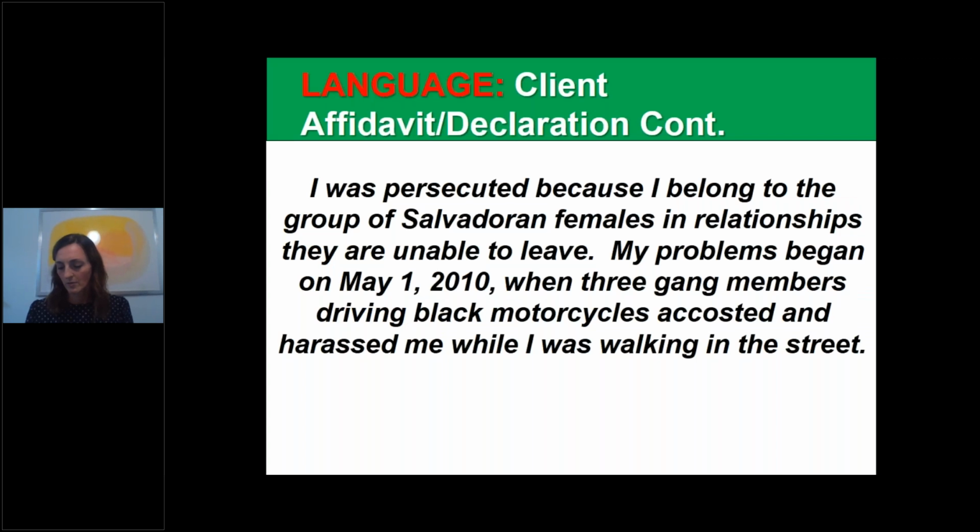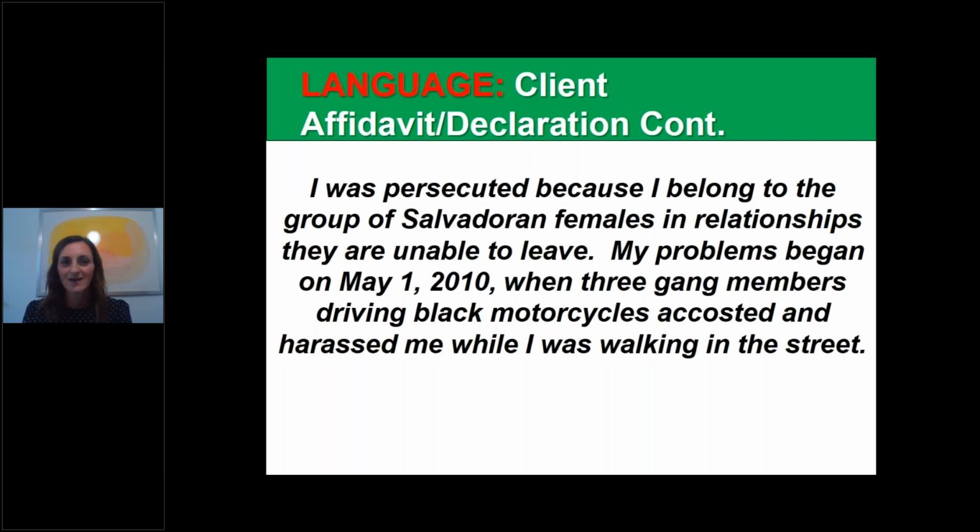Okay. So I'd say for the most part, yes, yes, yes. Too many details for sure, right? In here we see three gang members driving black motorcycles. Do we need to include those kinds of details there? It doesn't matter if it's three gang members or several gang members. Black motorcycles, again, is a detail that maybe is going to trip up your client later, so something we wouldn't need to include. And again, the date, May 1st, 2010. Maybe we don't need to include such a specific date unless it's a critical date for some reason.